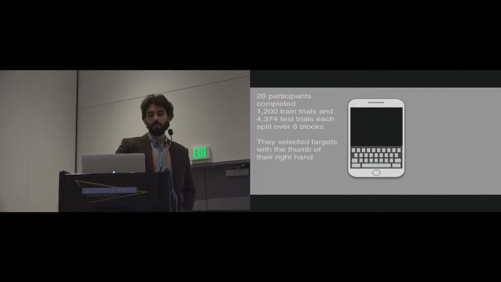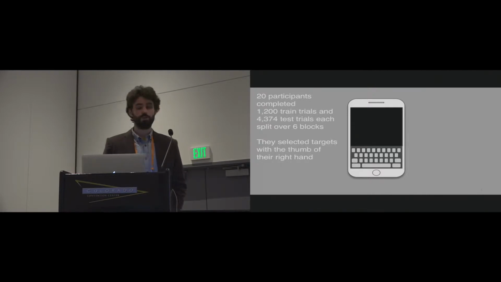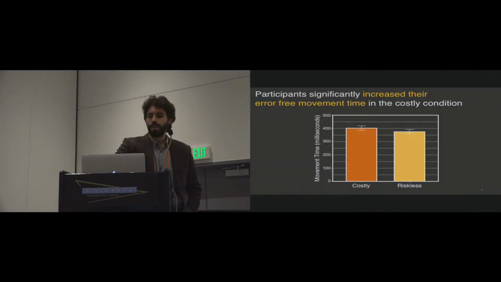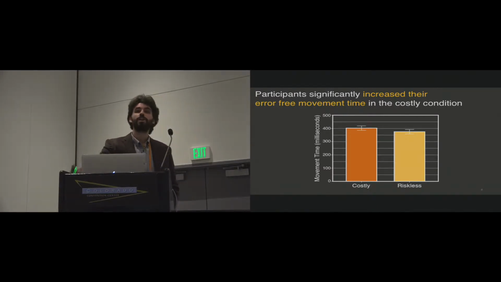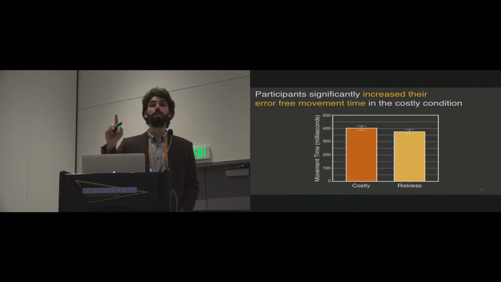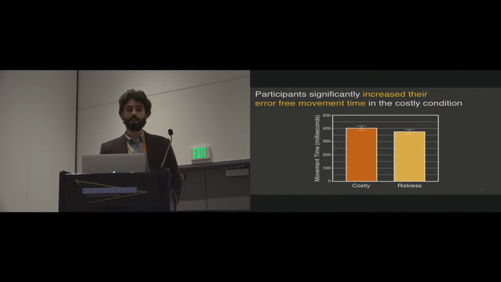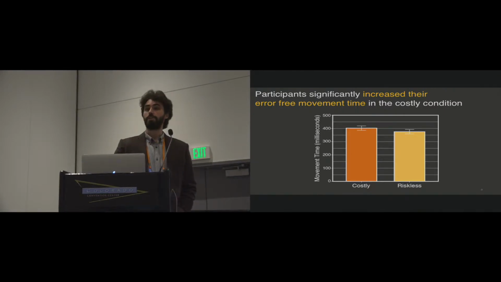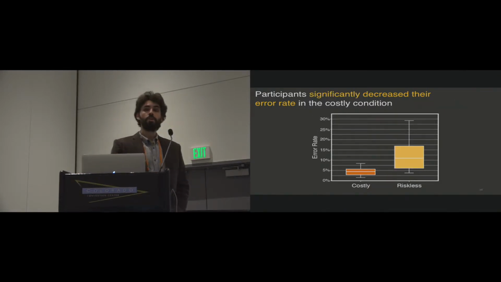Now, we had 20 participants who completed 1,200 train trials and just over 4,300 test trials each, which were split over 6 blocks. And they selected targets with their thumb on their right hand. All of them were right-handed. And what we were able to observe is that they changed their error-free movement time. This is important. This is not just movement time that includes the error. This is their error-free movement time in response to these costly errors. And they did this to reduce their error rate.